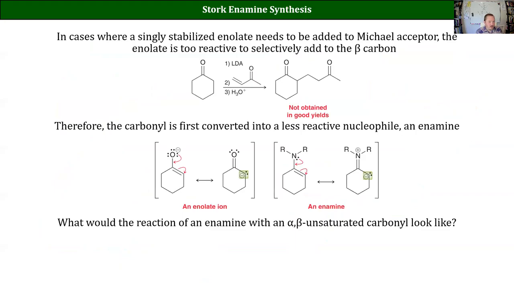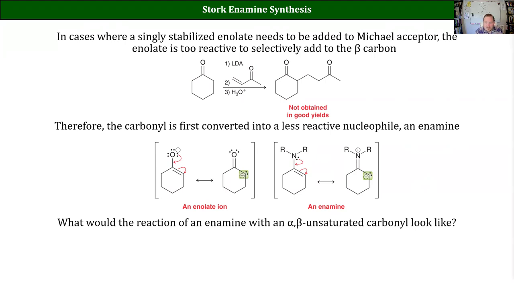Right, so in the grand tradition of putting somebody's name associated with all of these, this is a Stork enamine synthesis. So a Michael reaction is if you do it with a double stabilized enolate to make it work. If you do it with an enamine instead of a double stabilized enolate, then it's a Stork enamine synthesis.